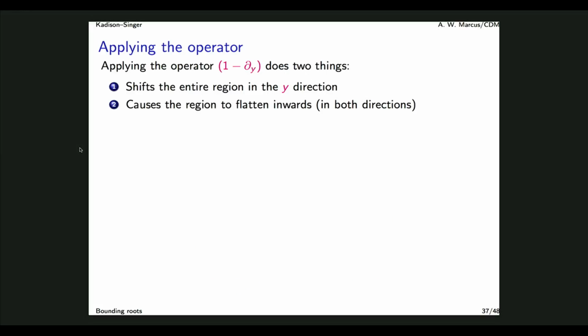So now we're going to start applying these operators, 1 minus partial derivatives. And what's going to happen is two things. First of all, it's going to shift the entire component in the direction of the thing that you're taking the derivative in. And the second thing is that it's going to cause the region to sort of flatten inwards. You can imagine you're sort of hitting it with a baseball bat. It's going to move some amount because you're hitting it with a baseball bat, and so the amount of force is going to push this thing in this direction. But you're also going to indent this thing in a way that causes it to be, I guess, less round than it was before.